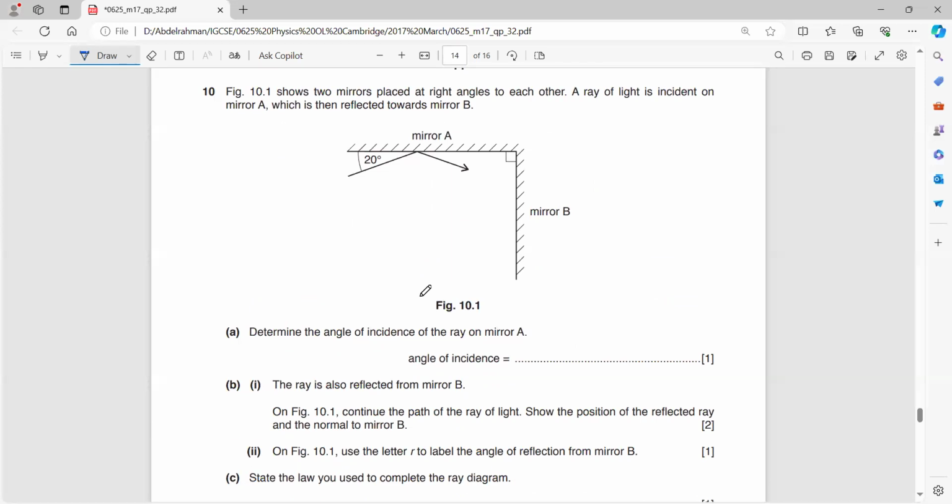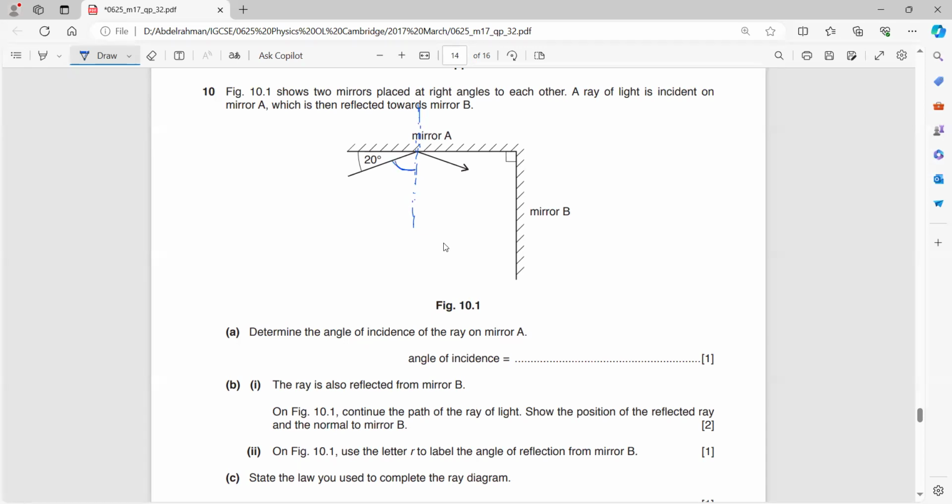Next question. Determine the angle of incidence at mirror A. 60? Why is it 60? The angle of incidence has to be 70. Why is it 70? This is the normal. No, this is the normal. Angle of incidence is always between the incident ray and the normal.